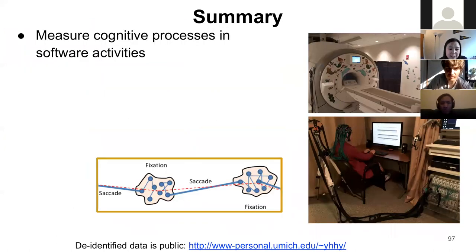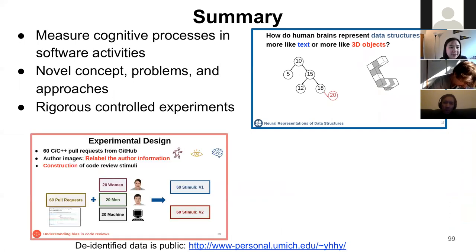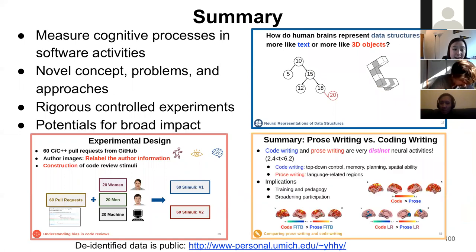In summary of today's talk, I presented my interdisciplinary research on measuring cognitive processes in software engineering activities using medical imaging, such as fMRI and fNIRS, as well as eye tracking. Along this line of research, we have brought novel concepts from psychology, such as spatial ability, to software engineering. We defined novel problems and present new approaches. These studies also include rigorous controlled experimental design, and our findings indicate potentials for a broad impact in CS pedagogy, technology transformation, workforce training, and broadening participation.